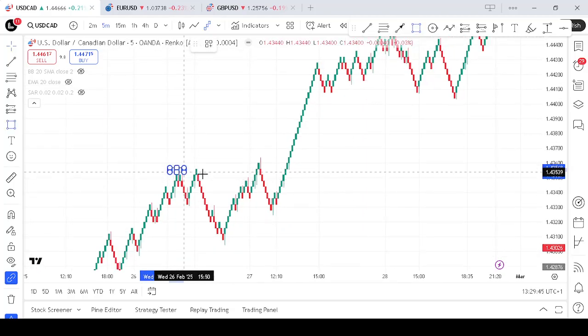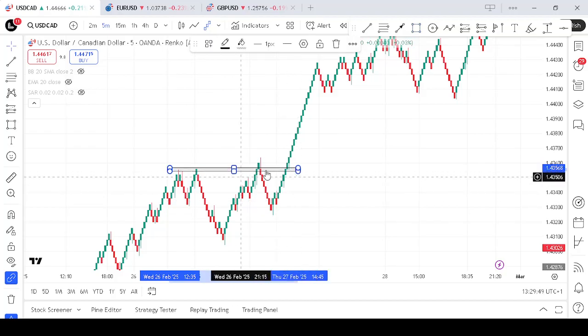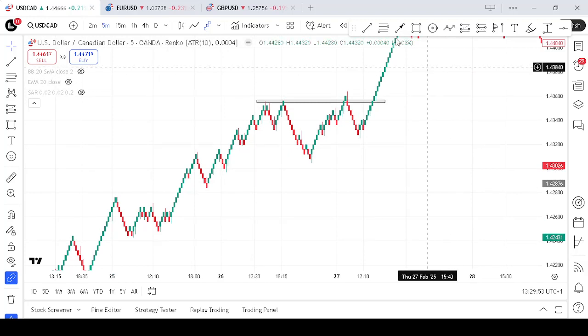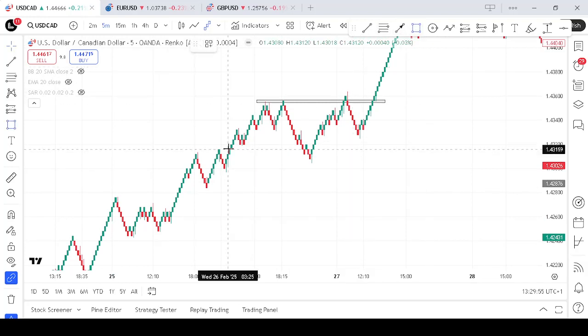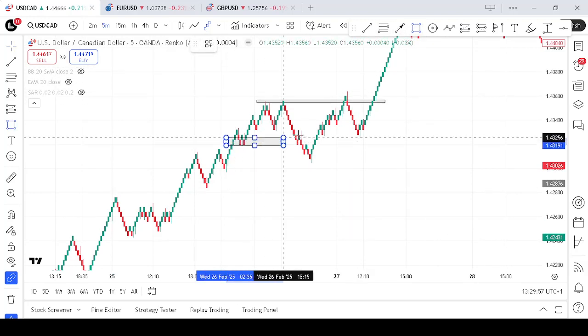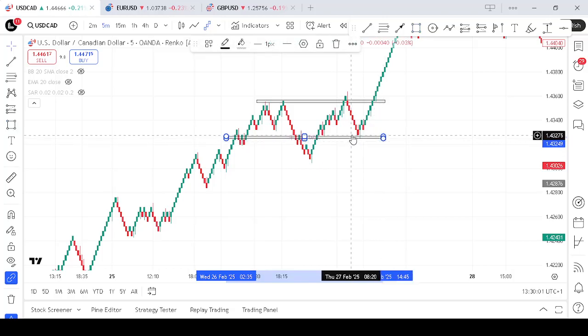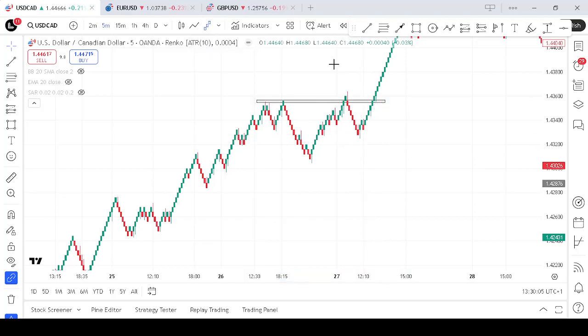So this is a support, this is a resistance area. As you can see, this is a resistance area. There are a lot of resistance and support areas because the Renko chart makes it easier for us to spot them. This is a support area on the chart.